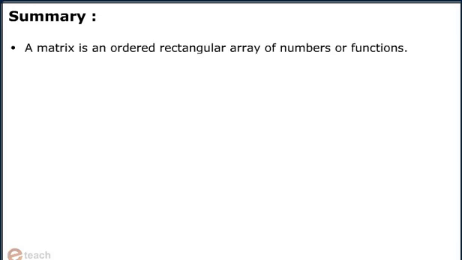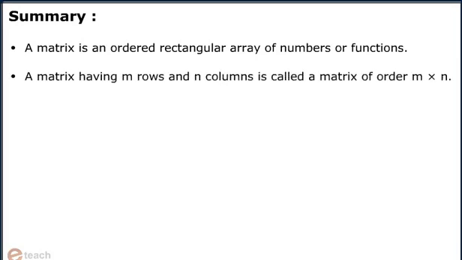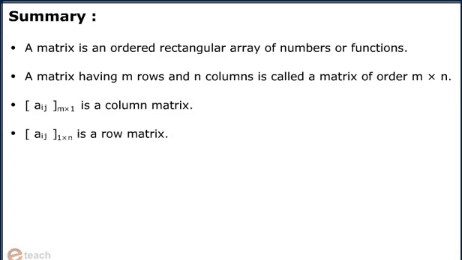Summary. A matrix is an ordered rectangular array of numbers or functions. A matrix having m rows and n columns is called a matrix of order m × n. A = [aij] m × 1 is a column matrix. A = [aij] 1 × n is a row matrix.